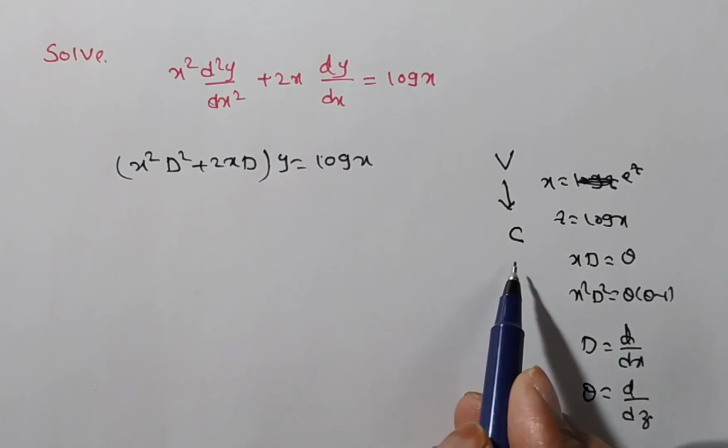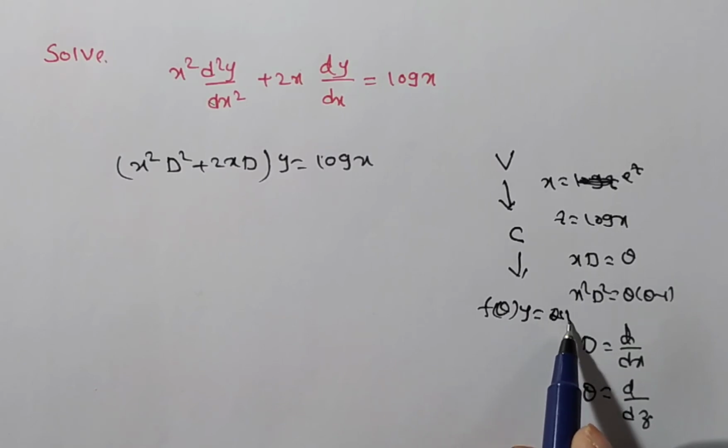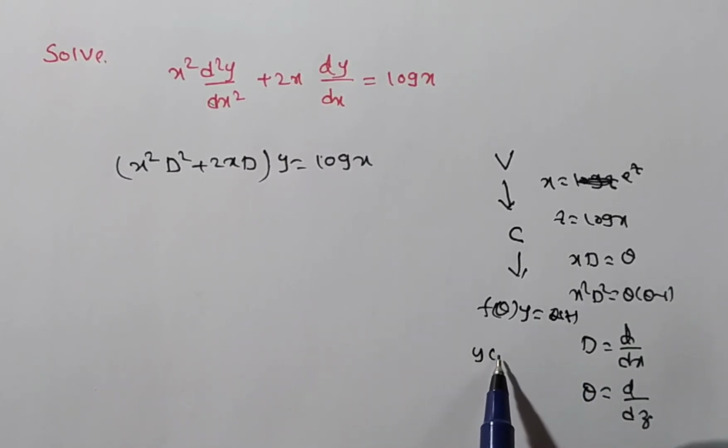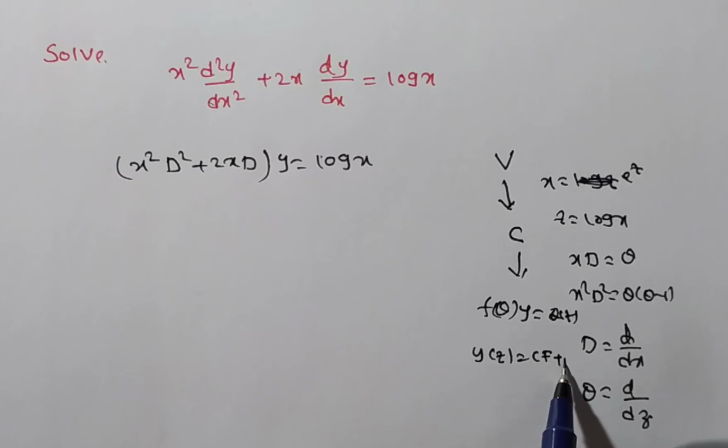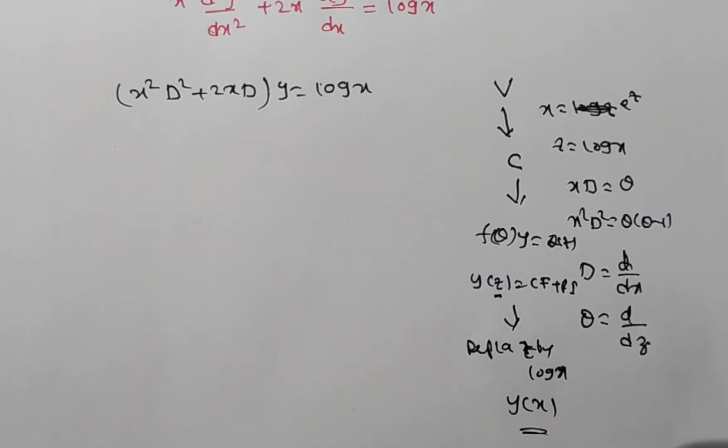Then we can get the given differential equation converted into constant quotients, that is in the form f(θ)y = Q(z). So what is the general solution for this? y(z) is equal to complementary function plus particular integral. So we have to find the complementary function and particular integral, and you will get the function in terms of z. After finding the solution, we have to replace z by log x. Then you will get the final solution y in terms of x. This is the procedure to solve the homogeneous Euler equations, Euler-Cauchy equations. Is it clear for everyone?